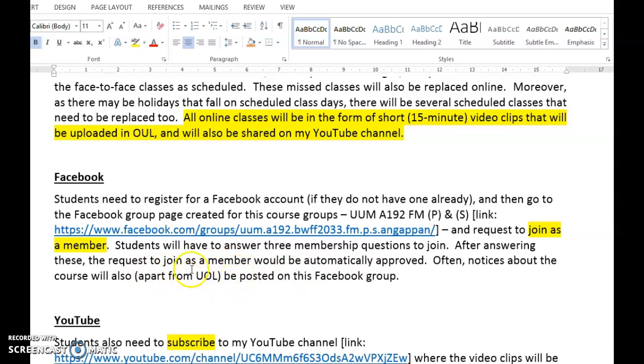I feel that Facebook has a better interface compared to UUM online learning. Students have ready access to Facebook. Therefore, any notices that appear in Facebook, there will be a notification given to the student through the phone. If it's online learning, you need to log on to the online learning website, and then only you get to see the notice. Therefore, Facebook is somewhat better. It has greater access for the students.